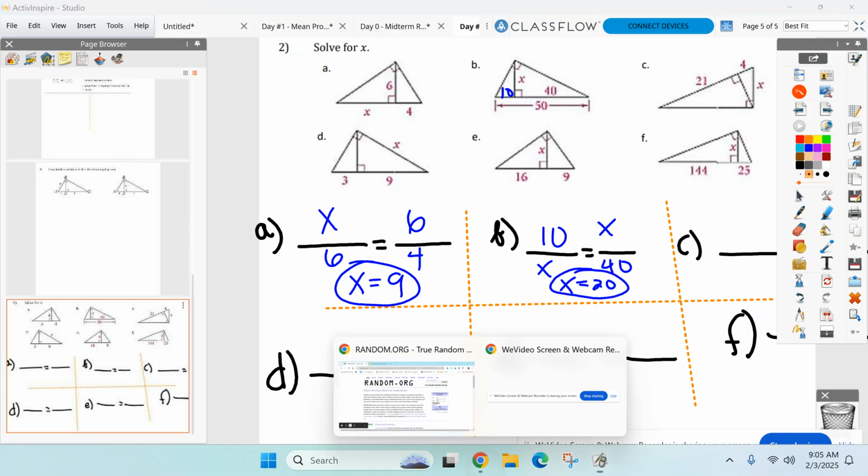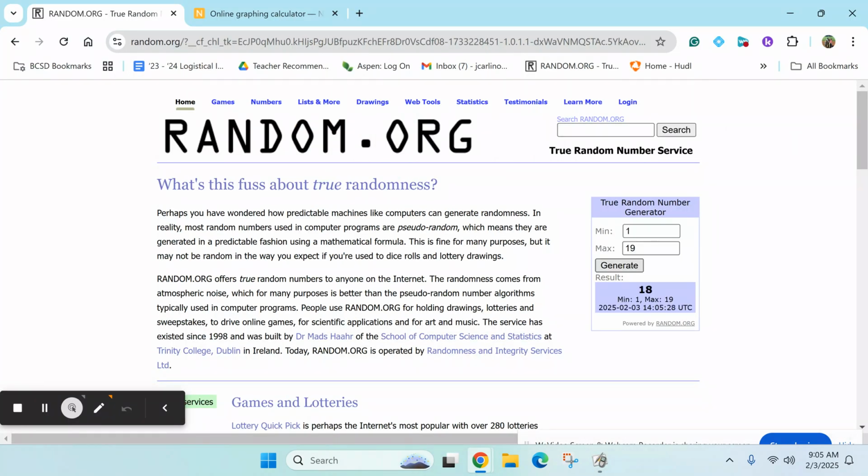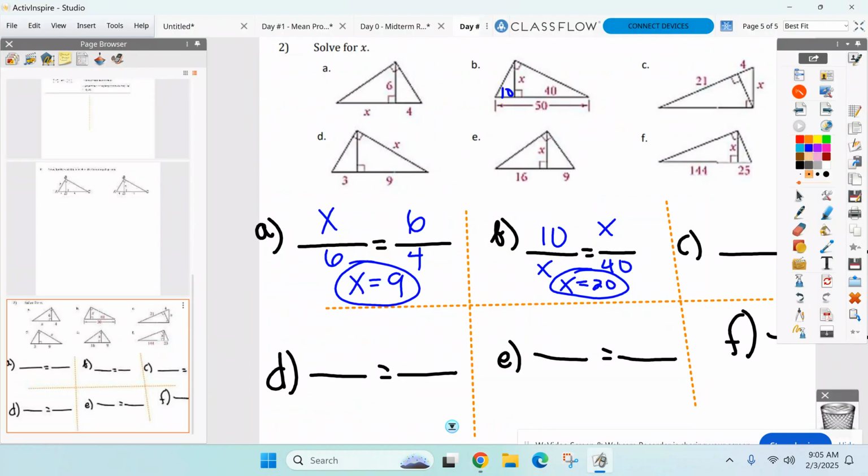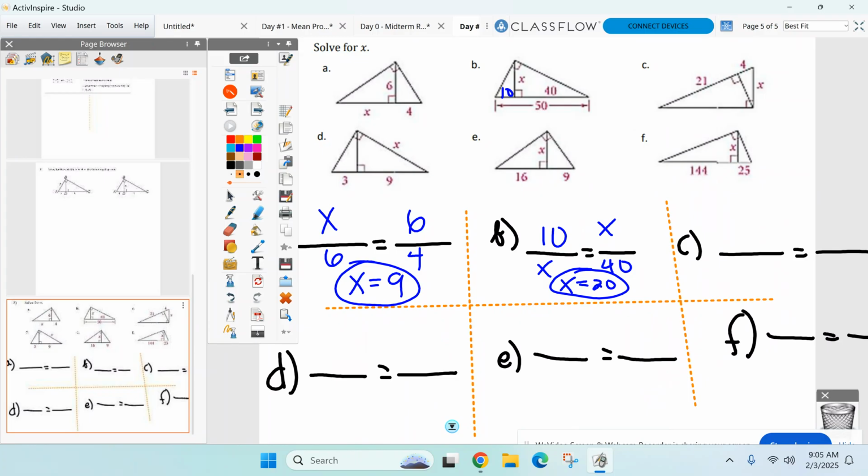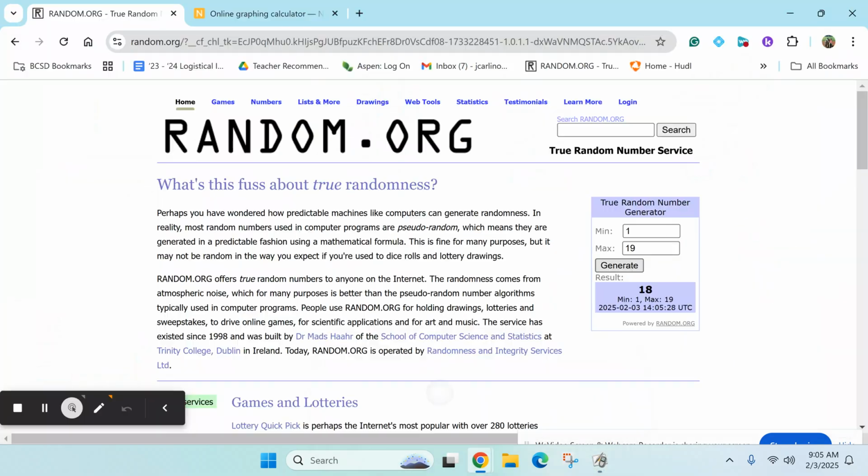Next up, C. Proportion for that one. Izzy, what do you got? 25 over X equals X over 4. Yep, again, I didn't give you the hypotenuse. You had to do a quick calculation of 21 and 4 over X equals X over 4. Good work. And then X came out to be 10, correct? Yep, 10. Questions?